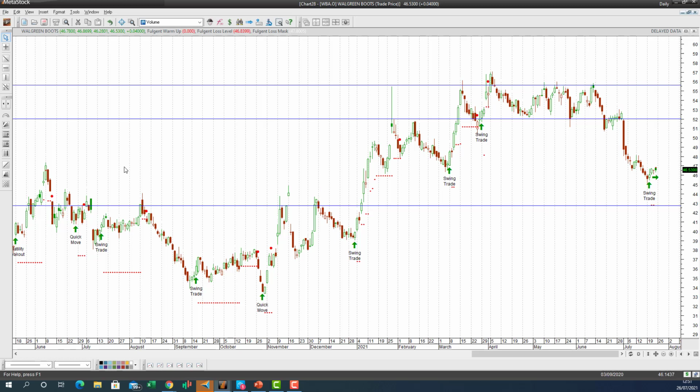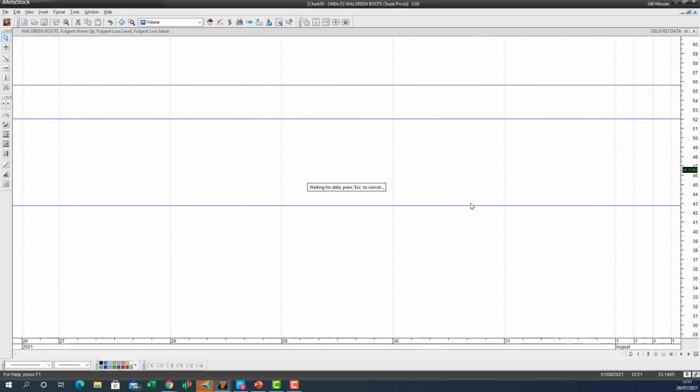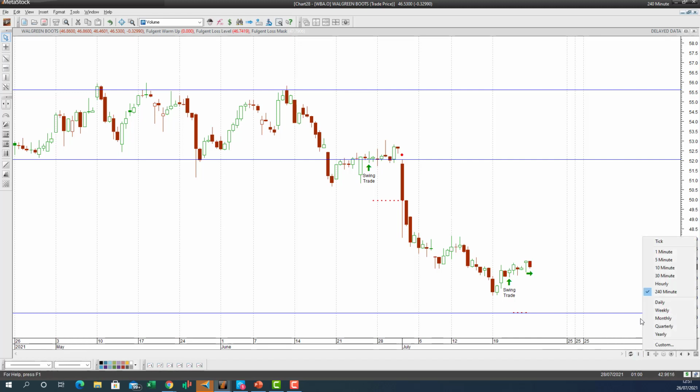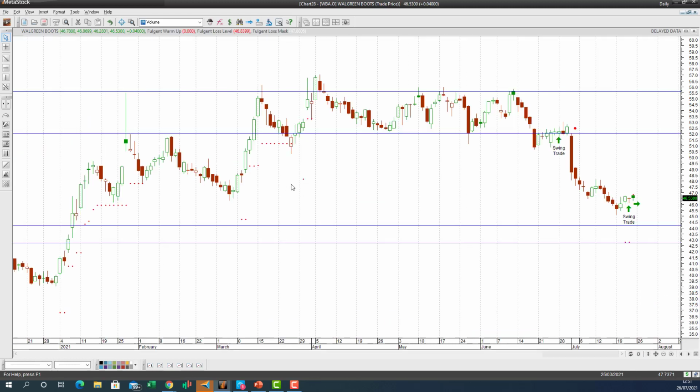But the AI is generating a trade on Walgreen Boots. Let's go and look at the 4-hour chart, see if there's anything interesting on that one. So we got another swing trade, and the stop loss on the 4-hour chart is in and around this level here at 44.20, the intraday stop loss on Walgreen Boots.